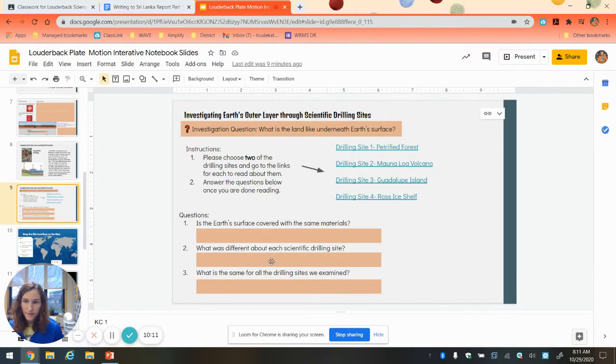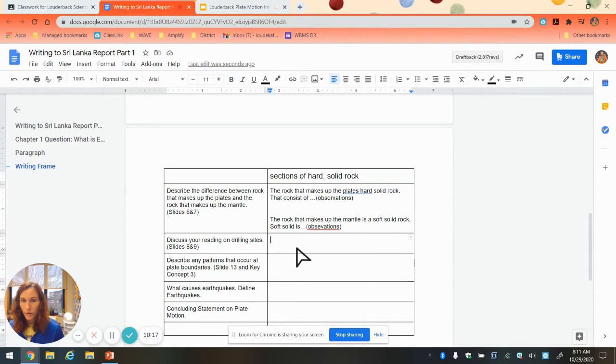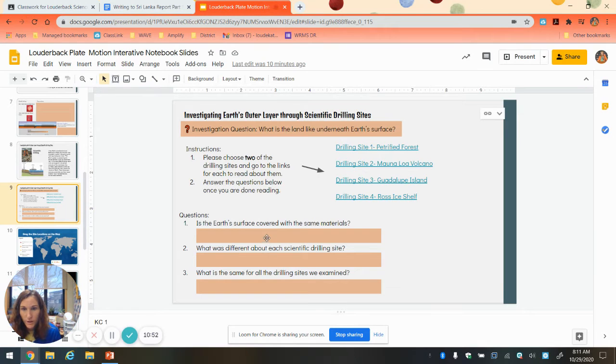If you filled these out in sentences, you've done an excellent job. You can just copy and paste these into your writing piece right here. The only thing that I ask is you tell me specifically which drilling sites you read in your paragraph, okay? So it's as simple as starting the sentence as, we investigated the drilling sites, right? And then you want to tell me which sites you looked at. I'm going to just put in parentheses here and name the sites, okay? And then you want to tell me what you found from these questions, all right?